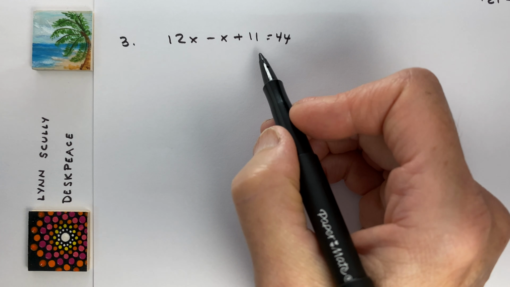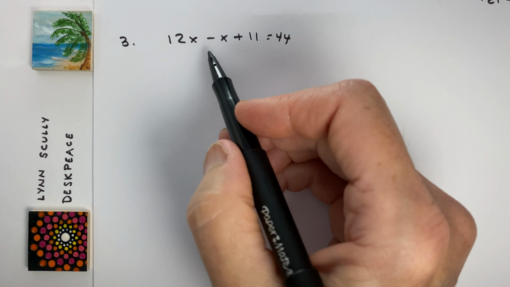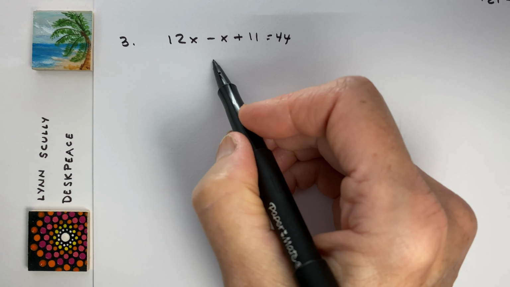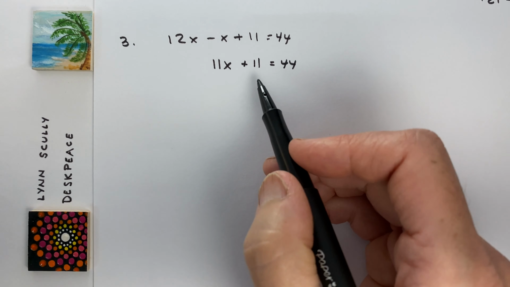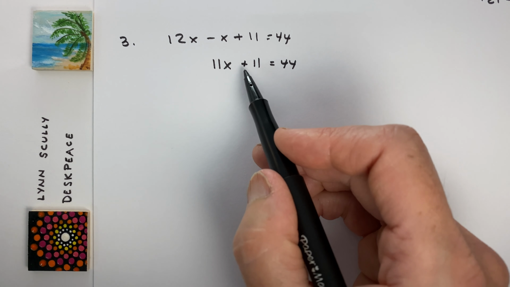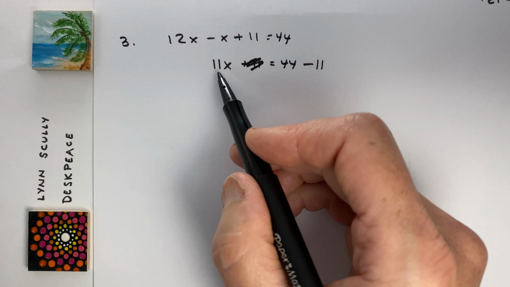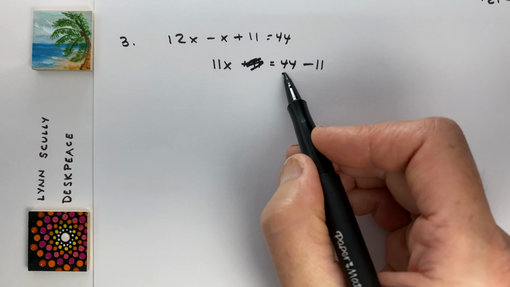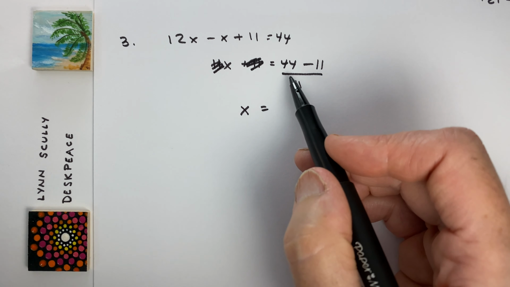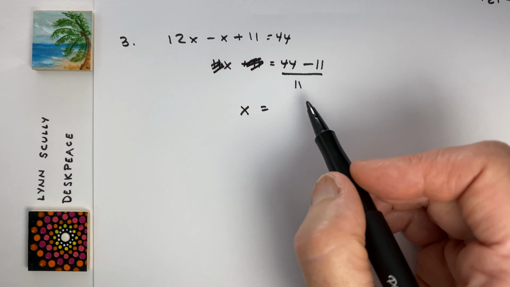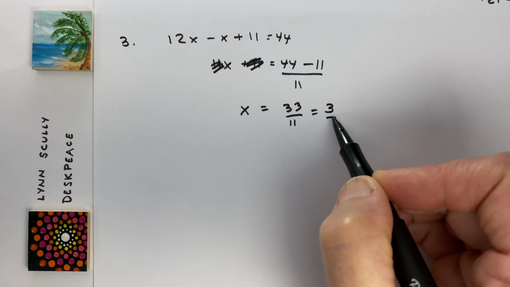Number 3, 12x minus x plus 11 equals 44. First, I'm going to combine my x's. 12x minus 1x is 11x plus 11 equals 44. Now I'm going to get x alone. The 11 is attached by addition, move it by subtraction. And this 11 is attached to the x by multiplication, move it by division. My x is alone. So now I do the arithmetic. 44 minus 11 is 33 over 11, which is 3.